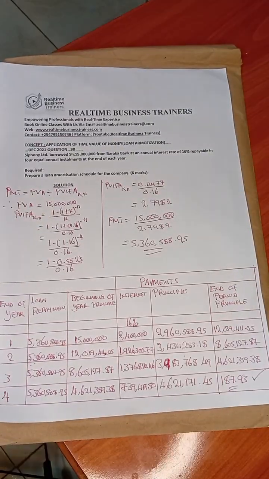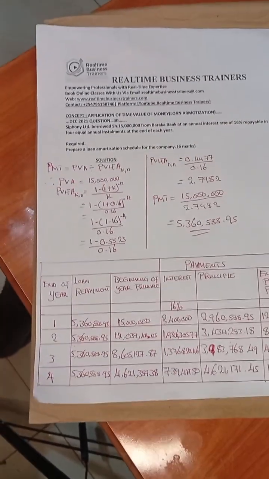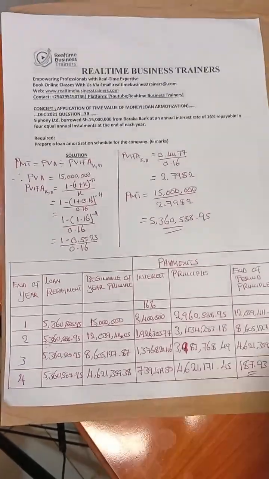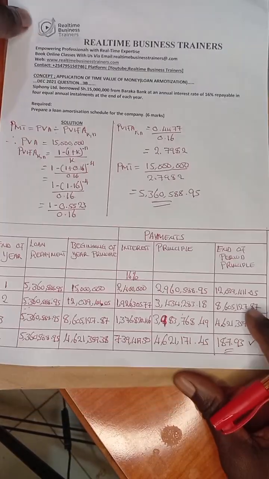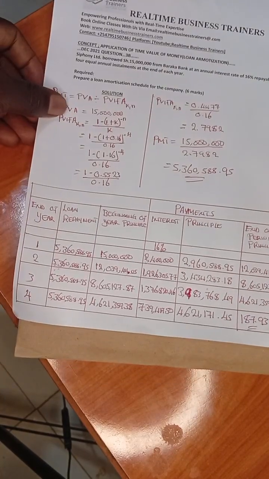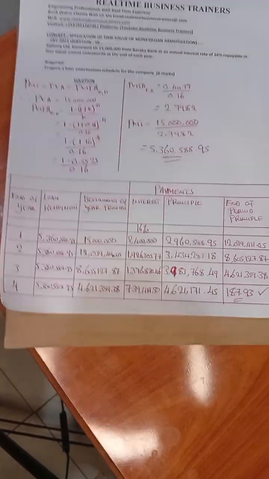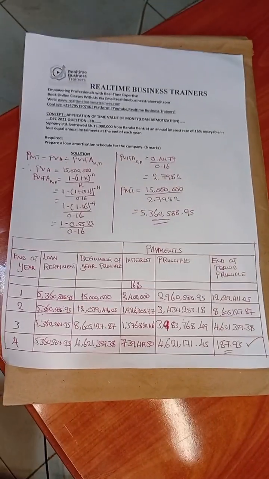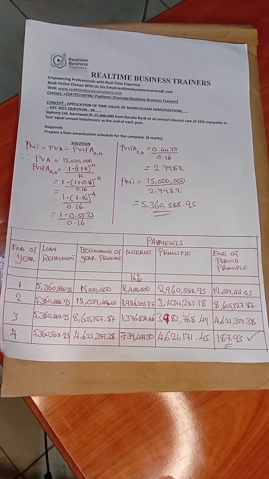I think you can go through it. Let me zoom it for you so that you can see our solution from where we started to where we are. This is the full solution. You can do it on your own, then you can compare and see where you are going wrong. So it should be done like this.